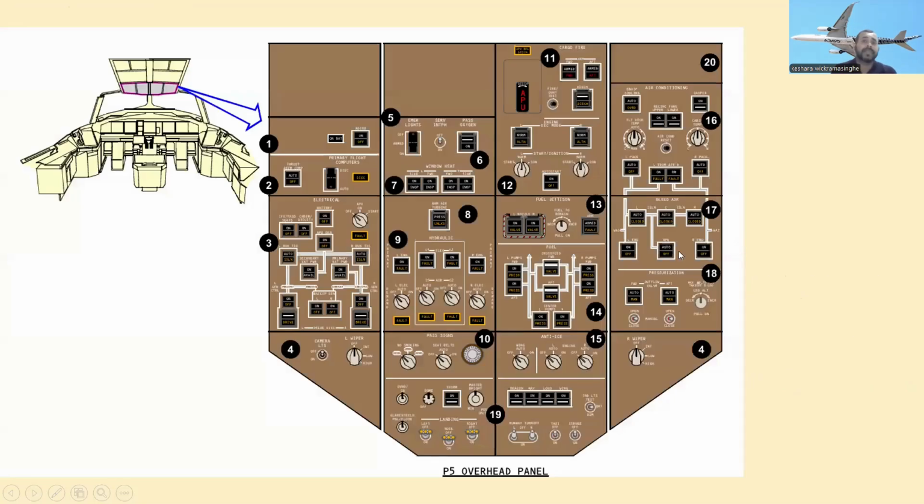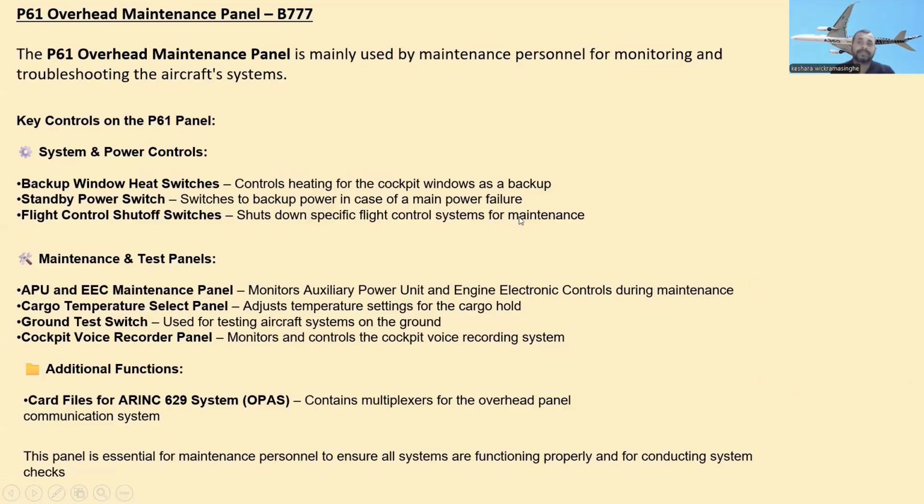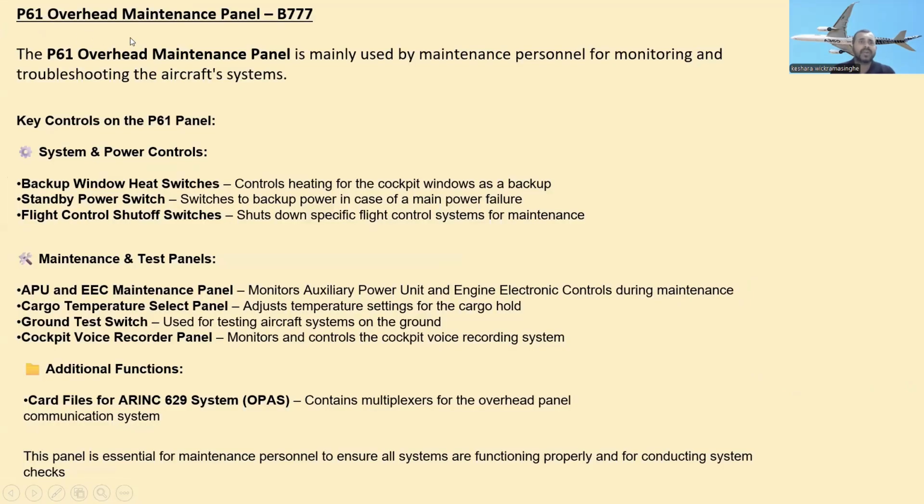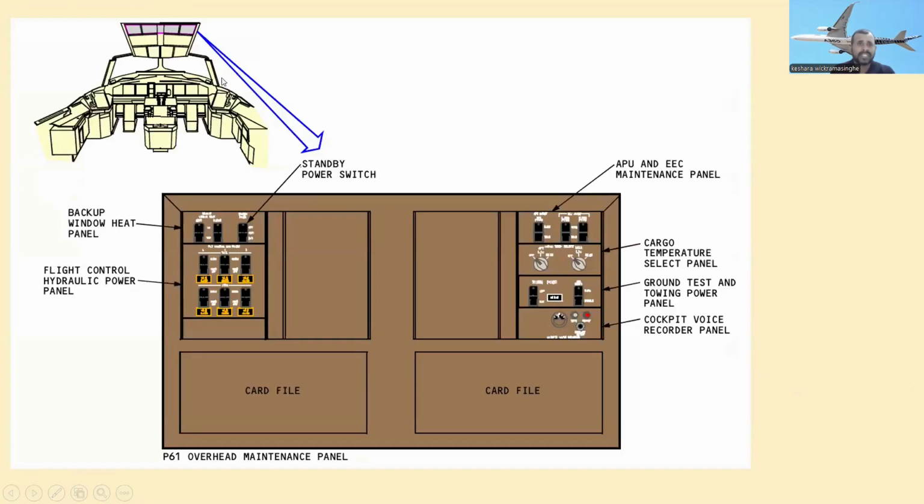All right. This is the P5 overhead panel. Next one is the P61 overhead maintenance panel. Let's see what is P61. This is the P61 overhead panel.